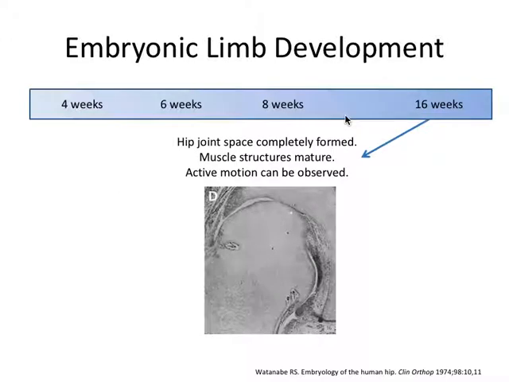And amazingly, by 16 weeks, the hip joint space is completely formed. And at this point, the muscle structures are mature, and you're starting to see active motion. You can see here on either side of the femoral head are blood vessels that are starting to go in, which will then start the formation of that capital ossific nucleus.